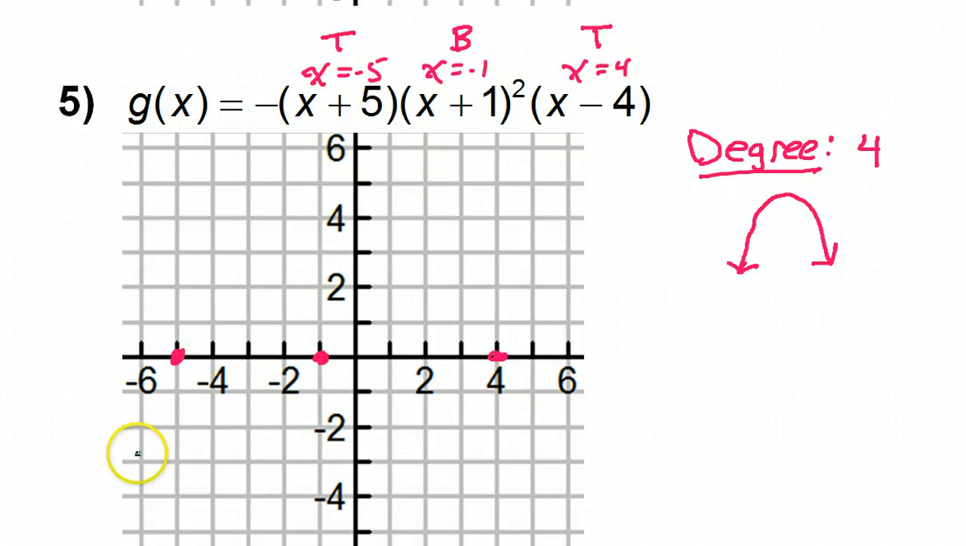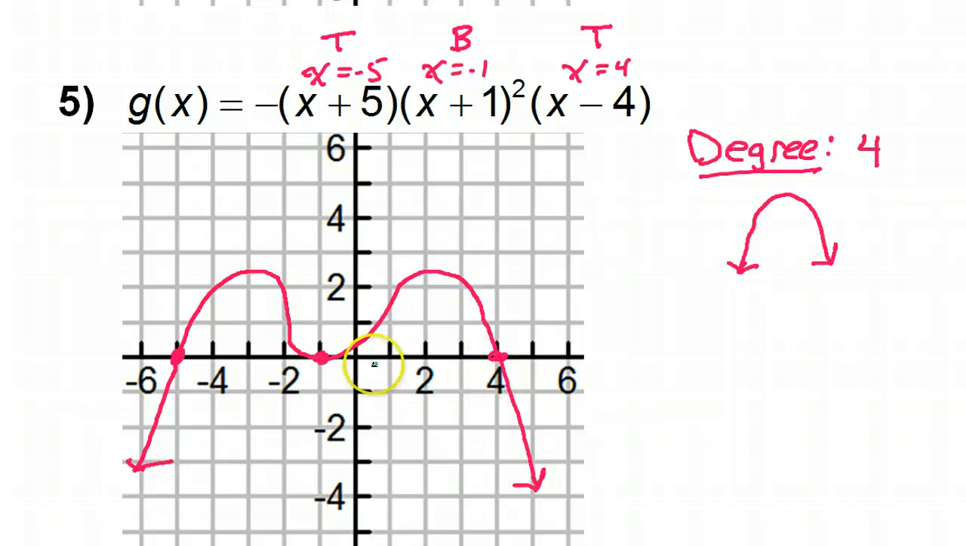So that would look something like this. So starting from down low, I need to go through this one. I need to come back around in time to bounce on this one. And then I need to come around and go through again. Okay, through, bounce, through. So there you go. Number 5 would look very much like that.